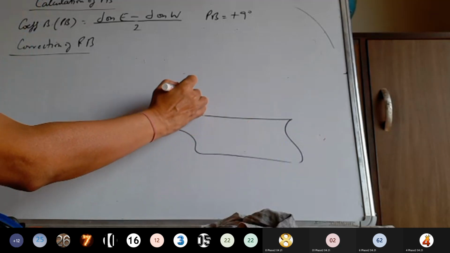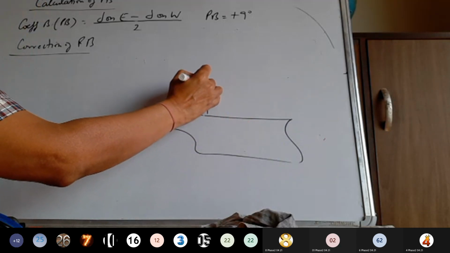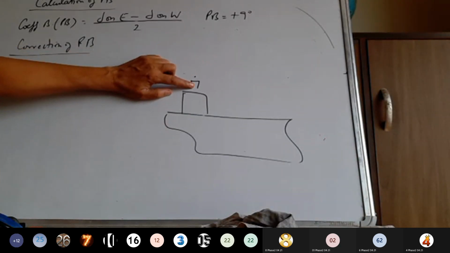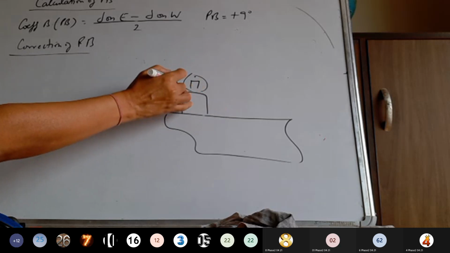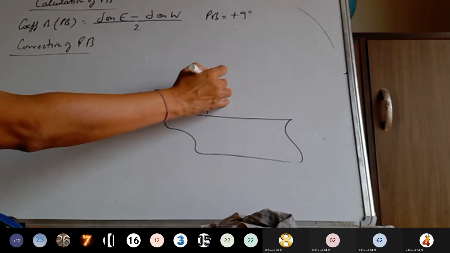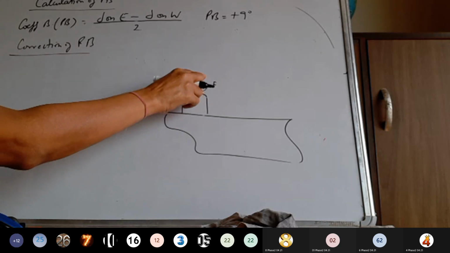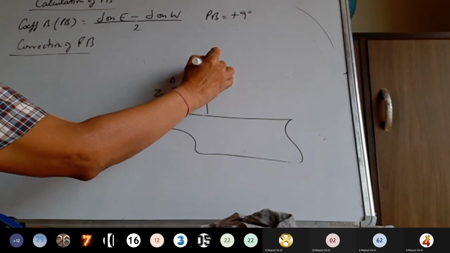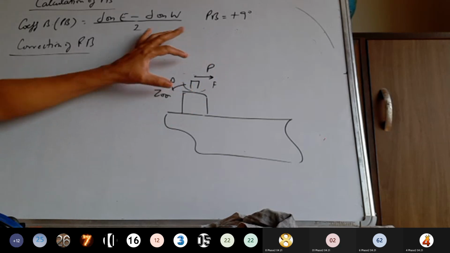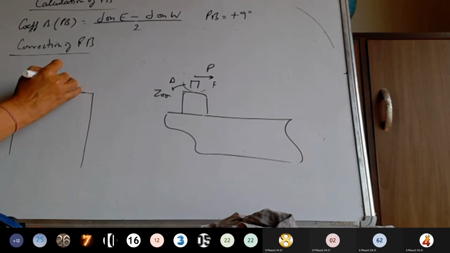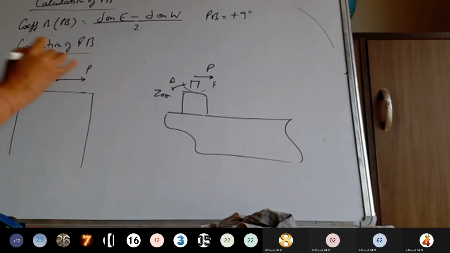Okay. This is the accommodation. This is, let us say, magnetic compass binnacle, and this is the position of the magnetic compass, and this is the binnacle. So we zoom this part, zoom, and we show it separately. So this is the forward part, and this is the aft part. And here, because the PB is plus 9, we know that there is a force P acting in this direction. P is acting in this direction. So when we are zooming this part and showing it separately, this is the magnetic compass binnacle. This is the magnetic compass. And at the magnetic compass, we are having a force acting in this direction.